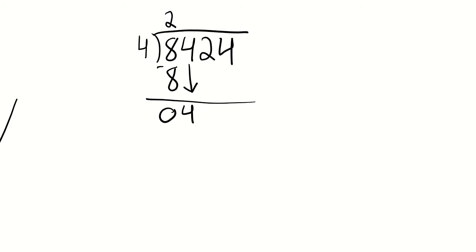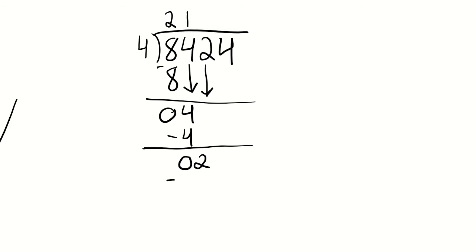4 times what will get me 4? 1. So minus 4 times 1 is 4. 0. Bring down the 2. Now, what times 4 gets you 2? Aha! You guys are stuck.